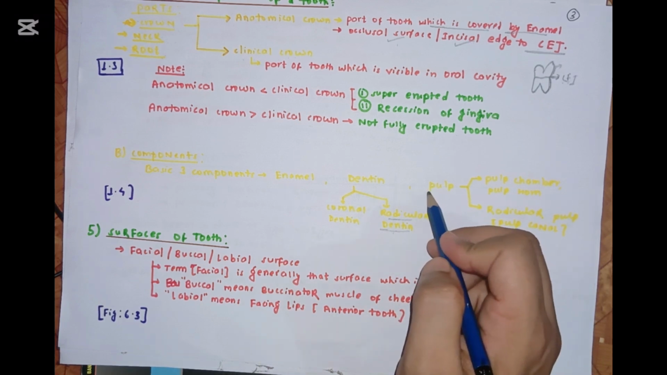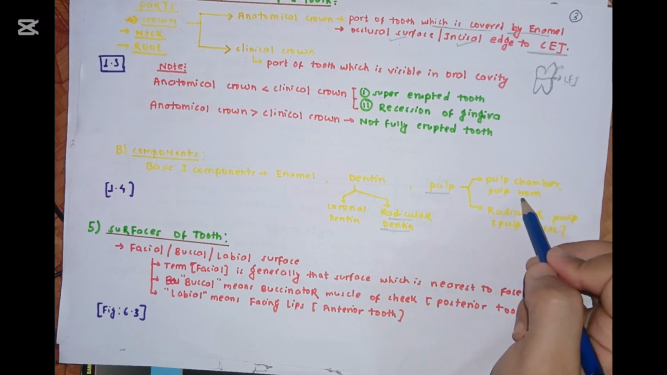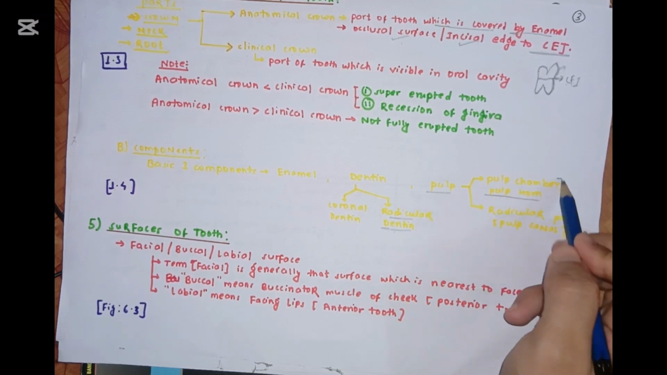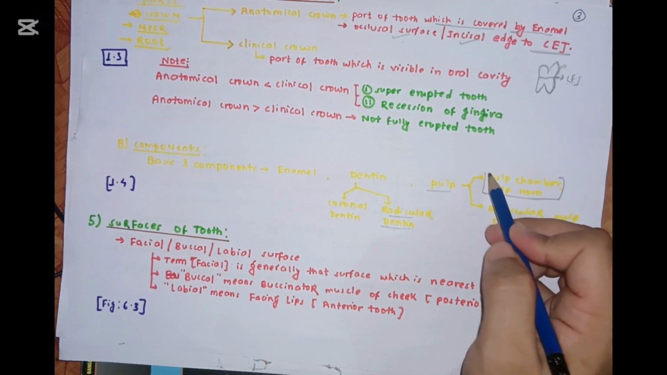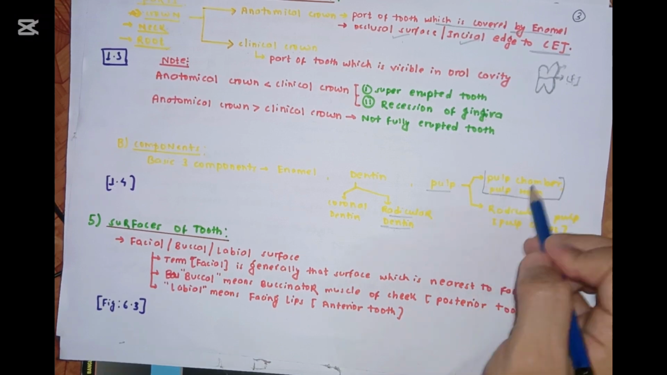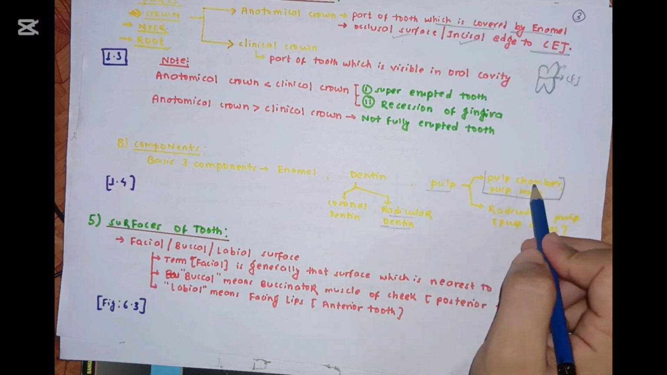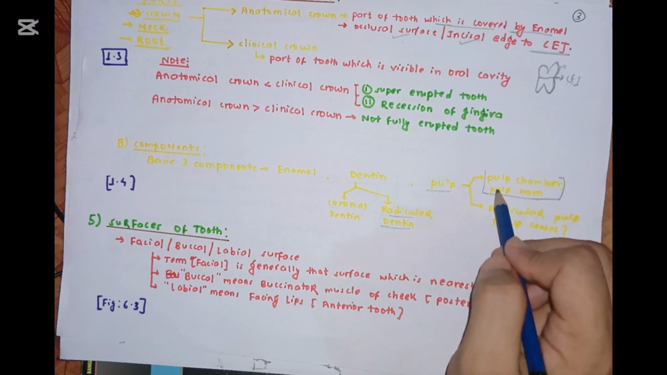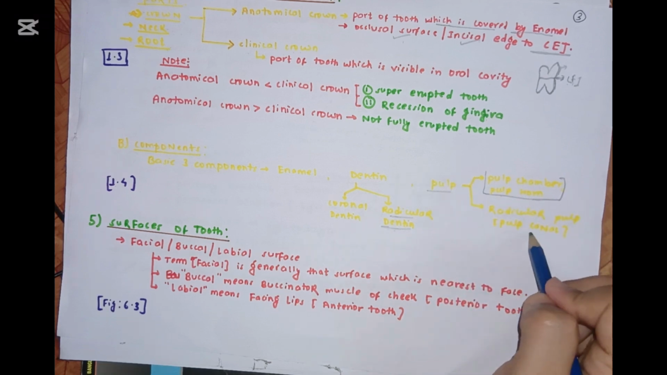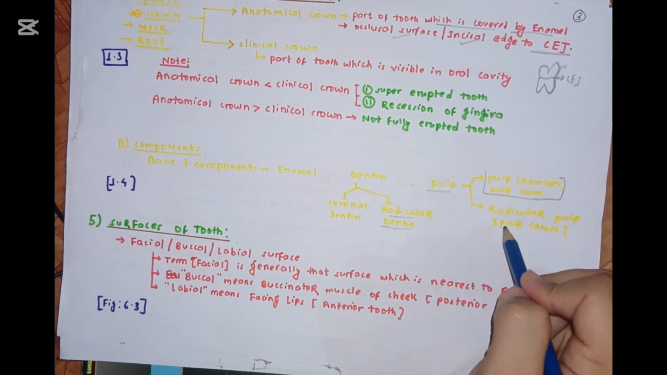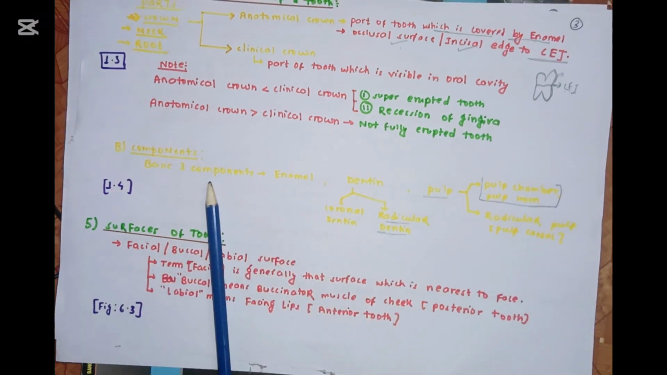Similarly, here in the pulp also we can see that I have written pulp chamber and the pulp horn. So these both are components of the pulp in the crown itself. Okay, so pulp chamber and the pulp horn, I will show them in a picture. Similarly, radicular pulp or pulp canal is that portion of the pulp that is present in a root of the tooth. Okay, so let's understand it by one picture.